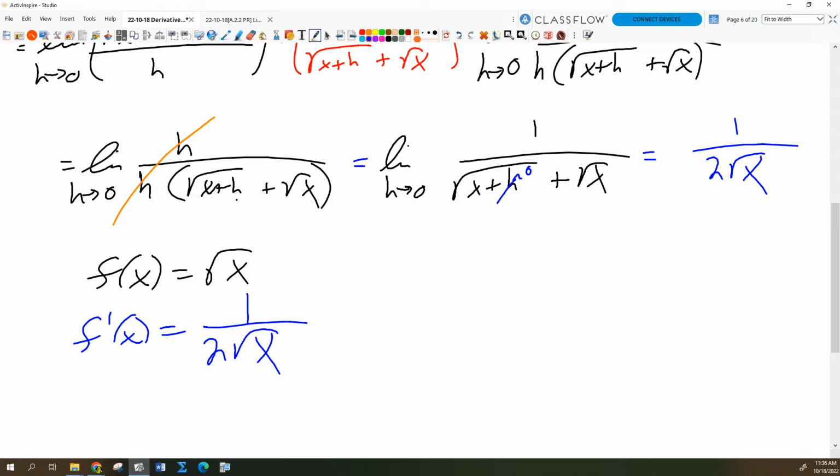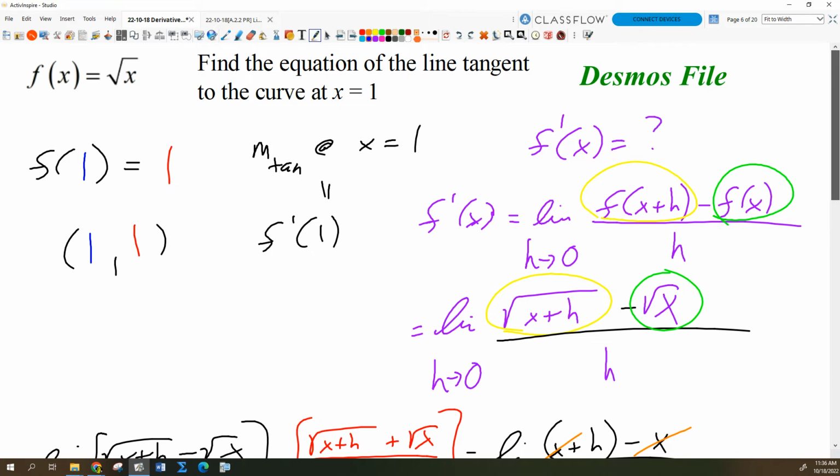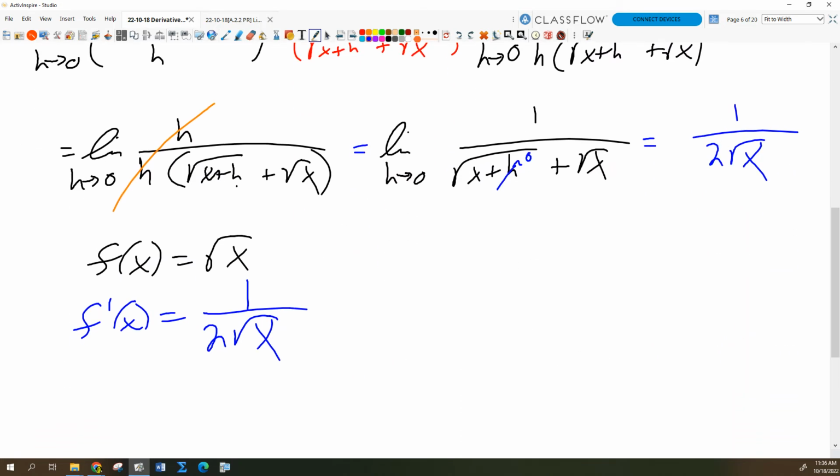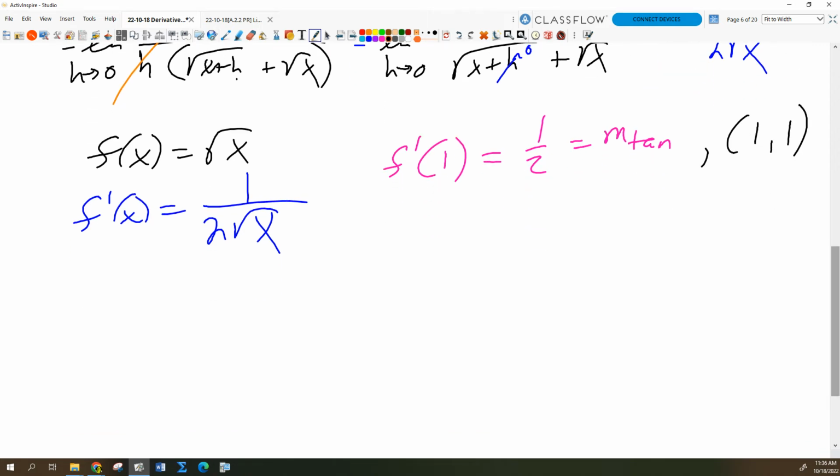Okay, that's amazing, right? We've got this function that predicts the slope of the original function for any value of x. Now, what value do we want? We want 1. Right, okay, so now we can go back up here and say f prime of 1 equals 1/2, which equals the slope of the tangent line. So we had this point of tangency at 1, 1. We know the slope is 1/2. We just throw this into point slope and we're done, right?